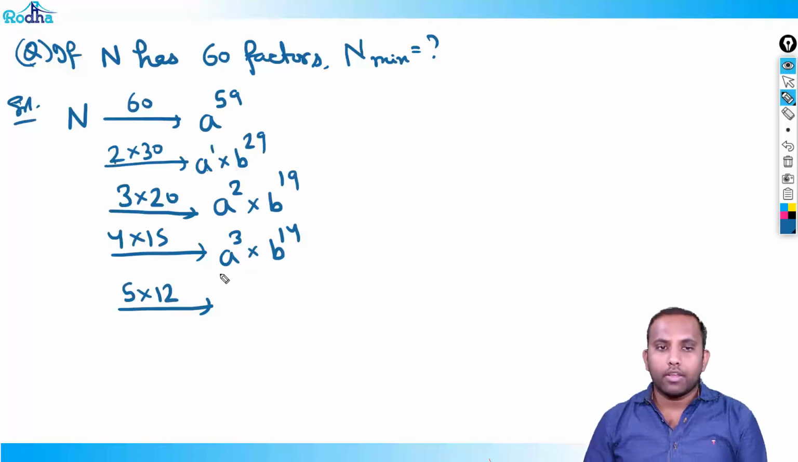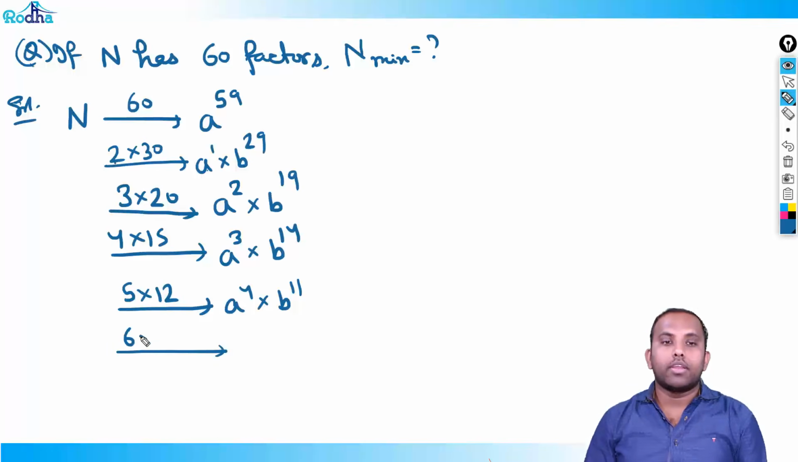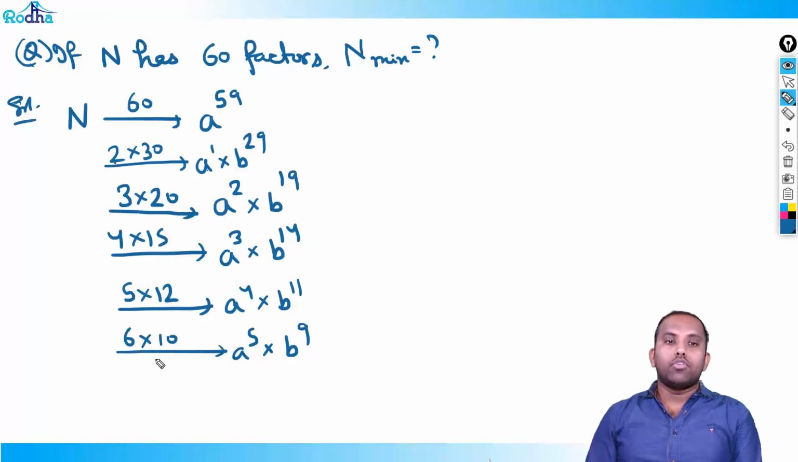Just have patience, writing all the values. So A raised to 4 into B raised to 11. Then like this, all the possibilities. 6 into 10: A raised to 5 into B raised to 9. So in terms of 2, 2, I've taken all the possibilities, splitting in terms of two factors.